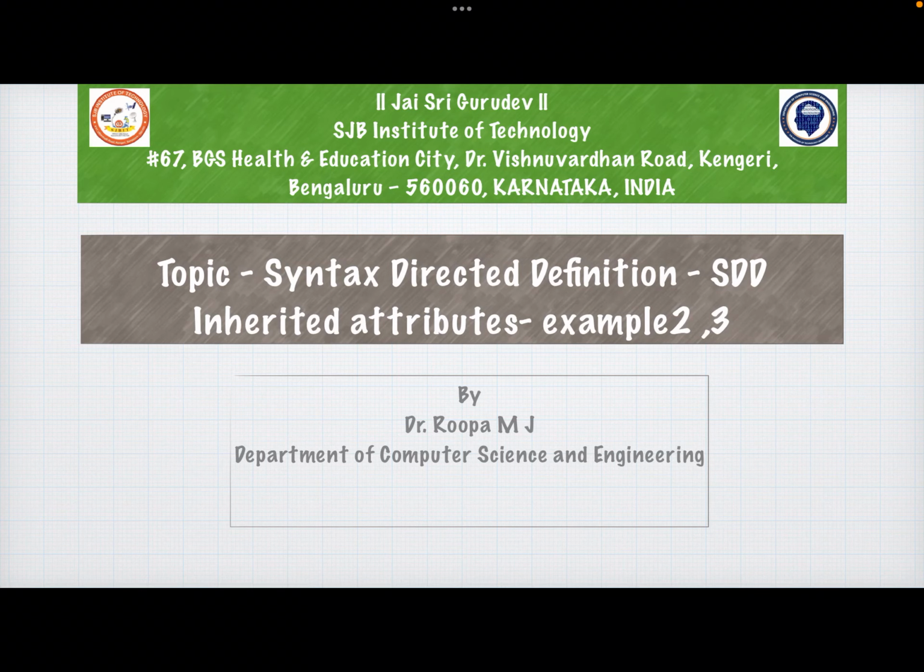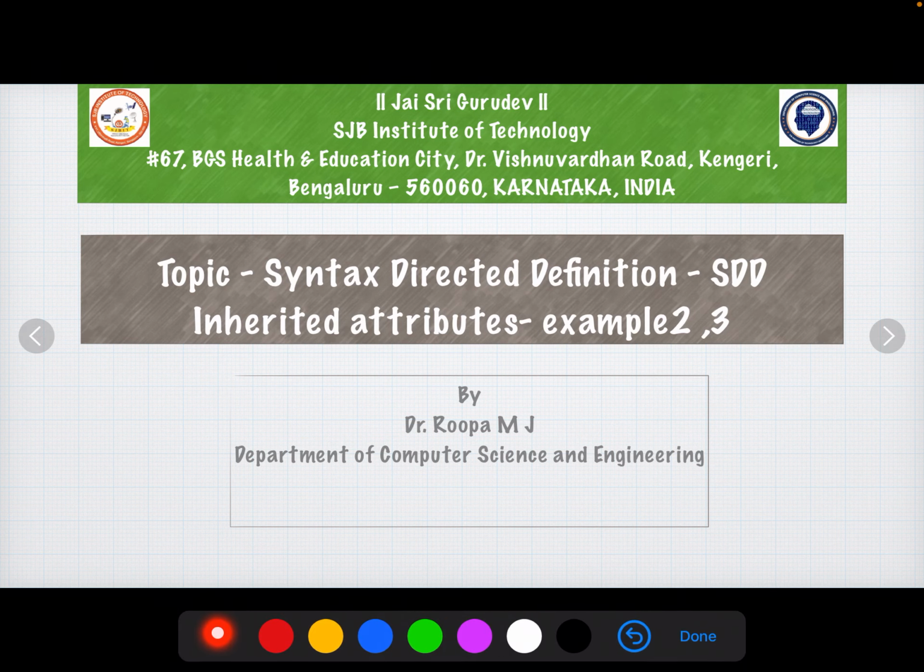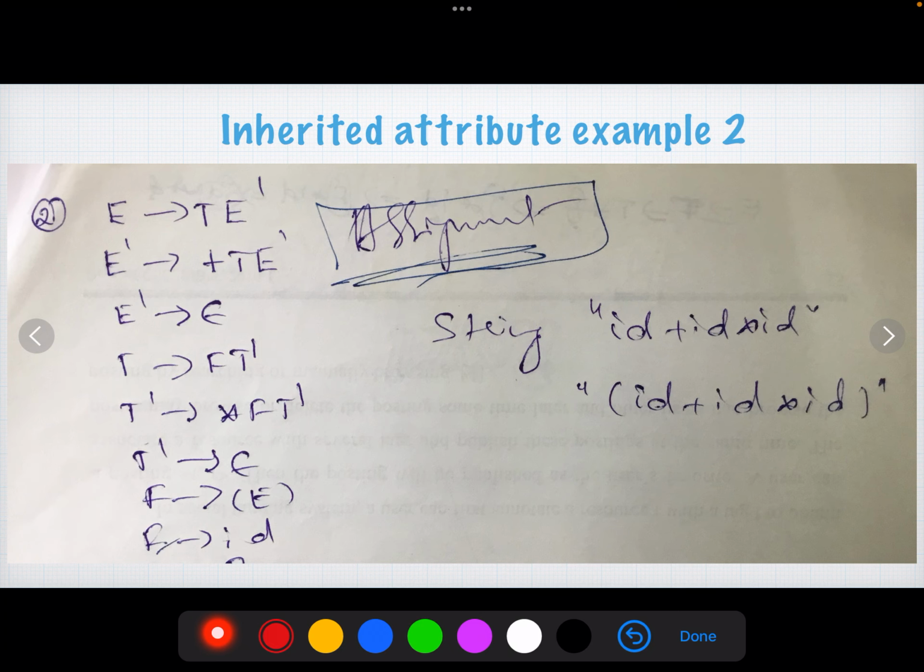Hello all, let us look into examples of SDD which are of type inherited attribute. Few more examples. This is the second example. We had done a previous example with just a star operator. Only these four productions were there. So it is a simple test calculator with inherited attributes with the operator star.